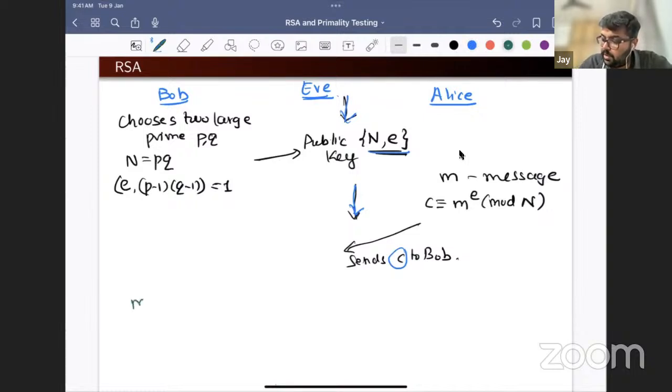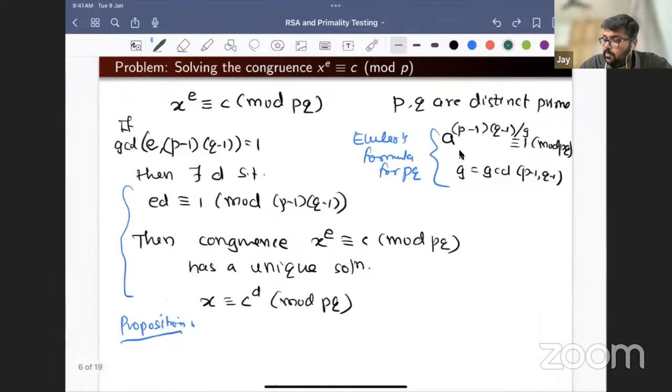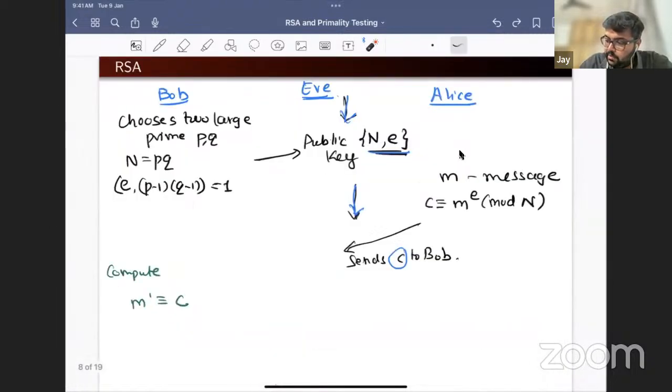Now what does Bob do? Bob computes m dash from the received c. To compute m dash, first Bob has to compute the inverse of e. So this is m power e. How does one extract m? It is the same as this problem: if you have a congruence x power e, what is the value of x? Just take the inverse of e. When does the inverse of e exist? If e is relatively prime to the product p minus 1, q minus 1. So Bob computes the inverse of e first.